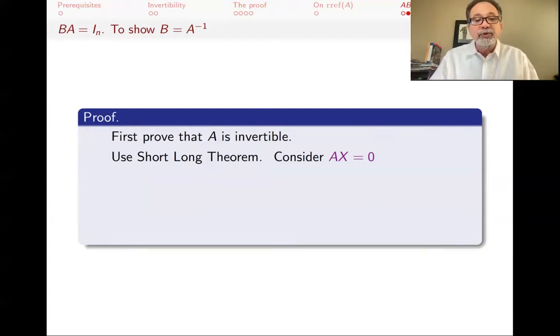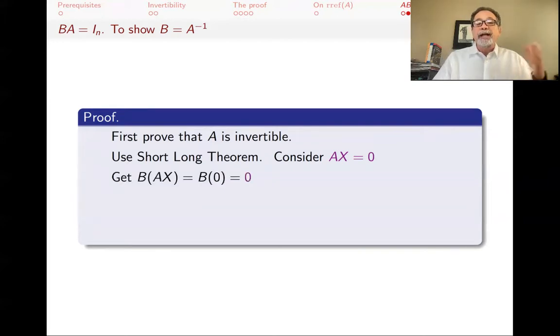So start with AX equals 0. And what I'm going to do is multiply on the left by B. B times AX is going to be the same as B times 0. Why? Well, because AX is 0. And B times 0, where 0 is the column vector of zeros, is 0.